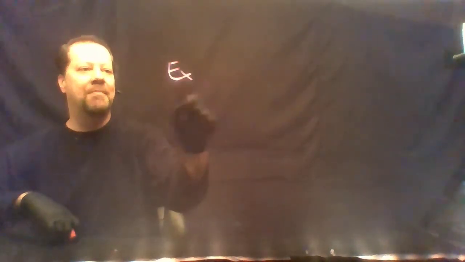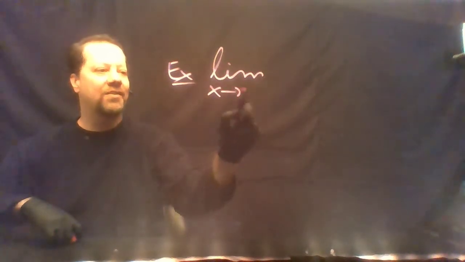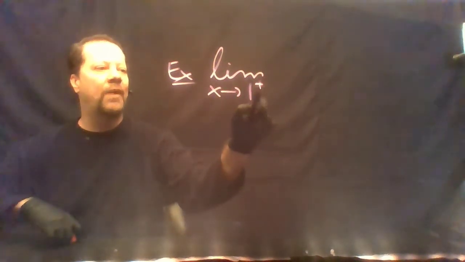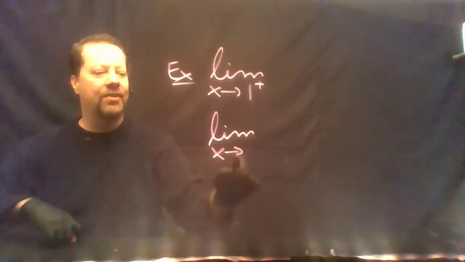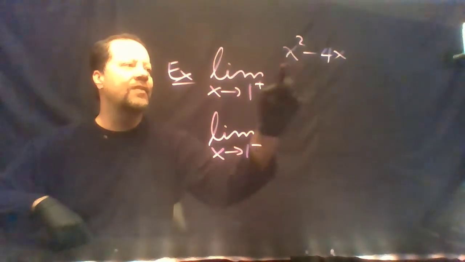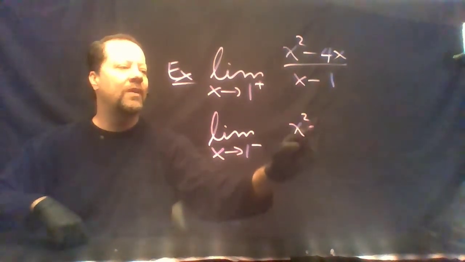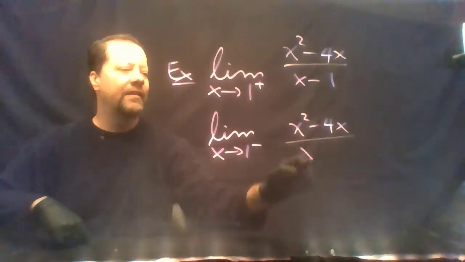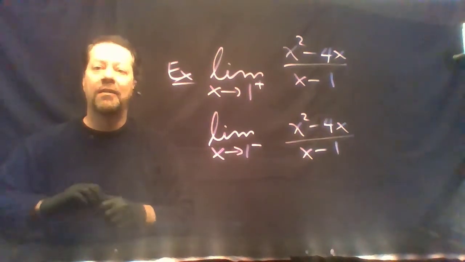In our next example, we're going to look at certain limits. Suppose the limit is x goes to 1 from the right. We're also going to do the limit as x goes to 1 from the left. Let's look at x squared minus 4x over x minus 1 and x squared minus 4x over x minus 1. We'll see what happens as we go to 1 from each side.